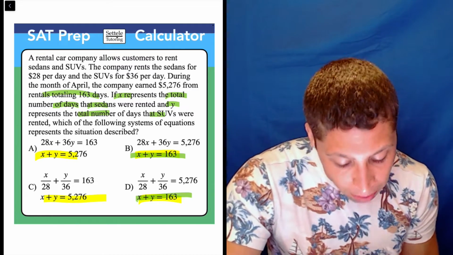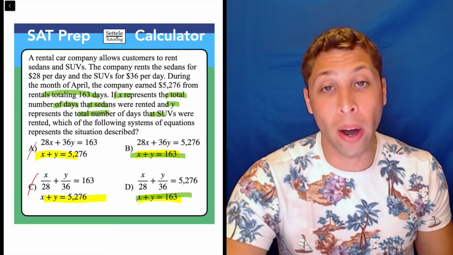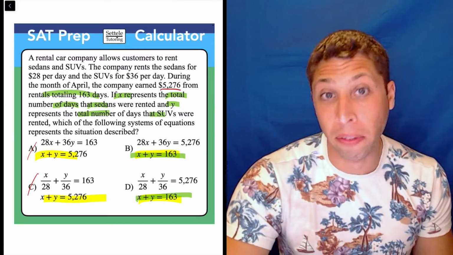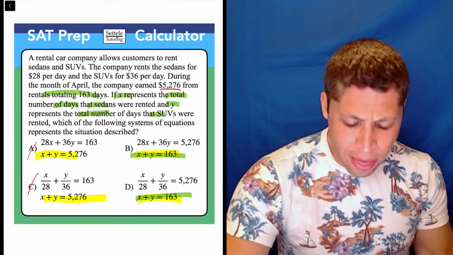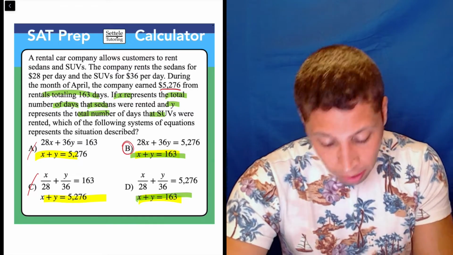So I need this component here. So that means that A and C are going to be wrong. I do not want to have it equal to 5,276. That's not a total number of days. That's a total number of dollars. So it's the wrong value. Then you probably know from here what to do. You've seen equations like this before. Choice B is the answer.